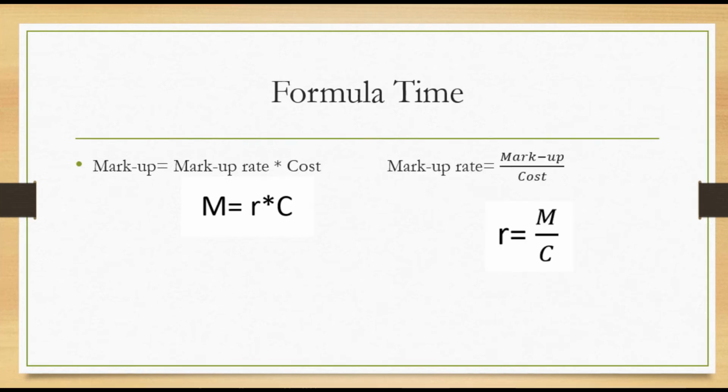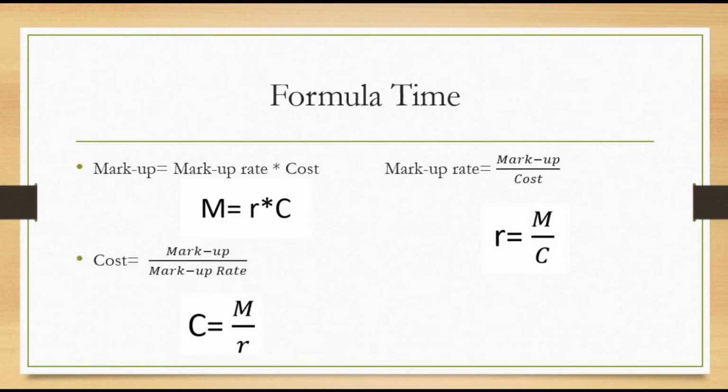Next one, markup rate is equal to markup over cost. So, yung markup, i-divide mo sa cost. So, markup rate r is equal to M over C. And lastly, we have the cost. Cost is equal to the markup over markup rate. So, markup, i-divide mo siya sa markup rate. C is equal to M over r, respectively.